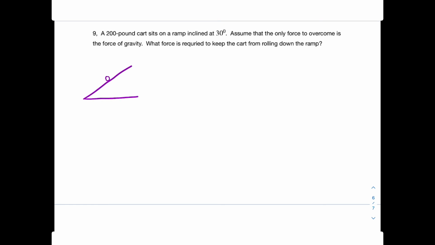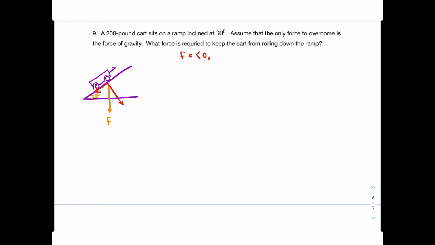Okay, so we have a ramp that is 30 degrees, and we have a cart. And assume that the only force to overcome is the force of gravity. So I want to draw my force of gravity that's pushing this down. Now remember, the force of gravity has two component vectors. One is trying to push the cart down the ramp, which I'll call W1. And the one that's acting against the wheels, trying to push the wheels down onto the ramp, which will be W2. And so the force vector is composed of my vectors W1 plus W2. They're component vectors of the force vector.